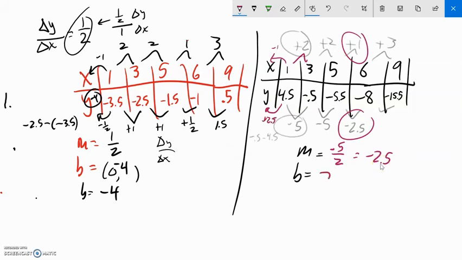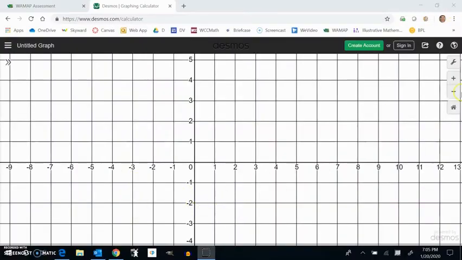So 4, 5, 6, 7. I could write my y-intercept as 7 like that, or I could write it as (0, 7), depending on what I was asked for. All right, I just want to do one more example.